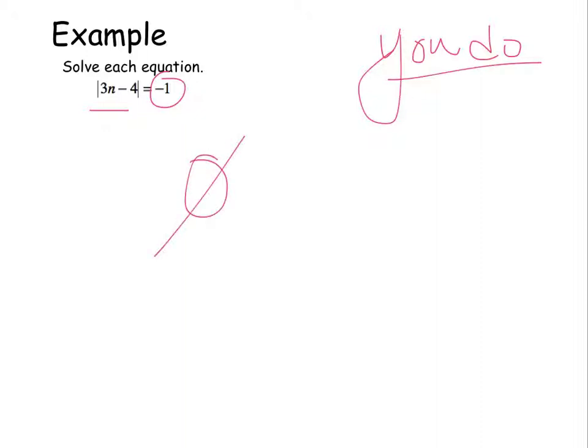Alright, you do this one, and when you're ready for the answer, go ahead and replay me. Well, you should have noticed that this is the absolute value equal to a negative number, and because you can't ever take an absolute value and get a negative, that is no solution.